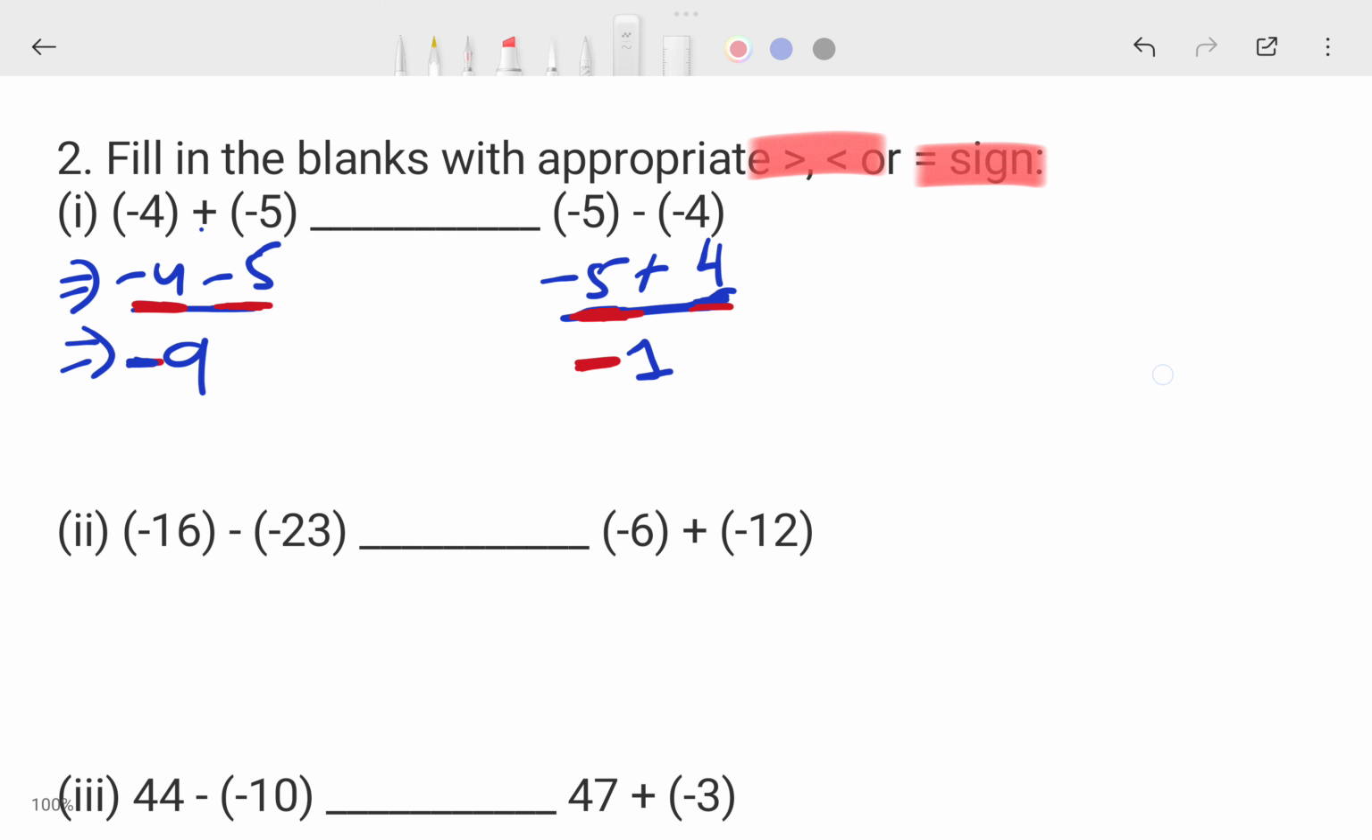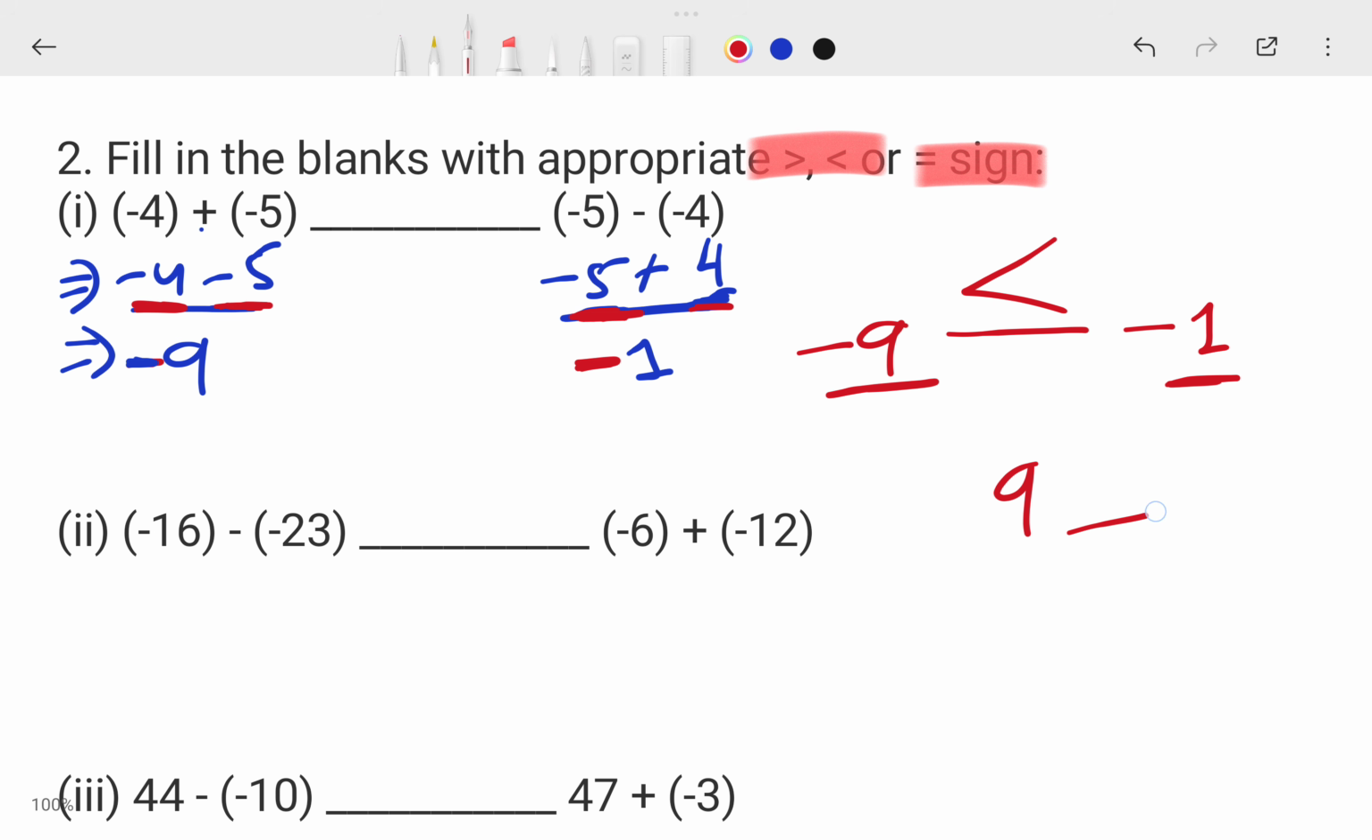We get two things. One we get is -9, and one we get is -1. Of these, which is greater, -9 or -1? Always remember, on the negative side, the number which looks smaller is actually greater. So here -1 is greater. Why? Because if you talk in positive terms, this is 9 and this is 1.